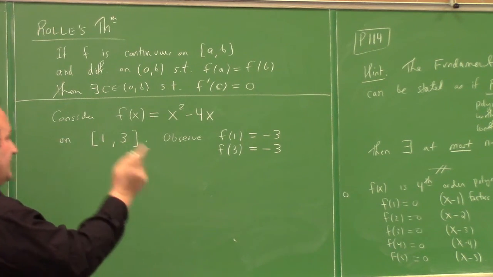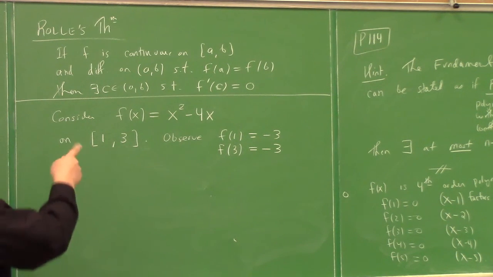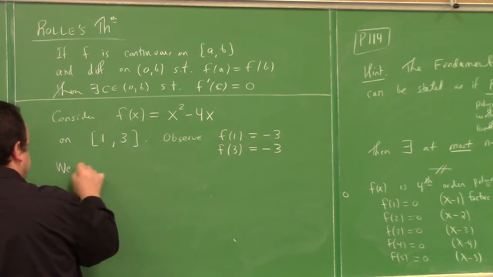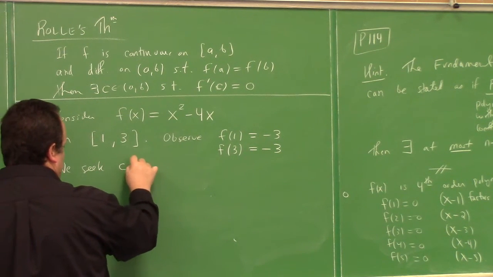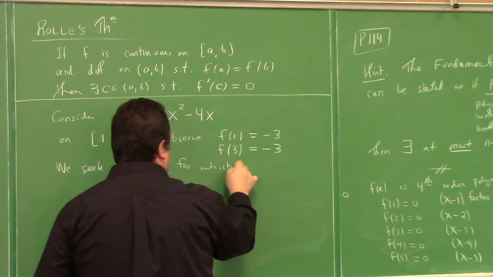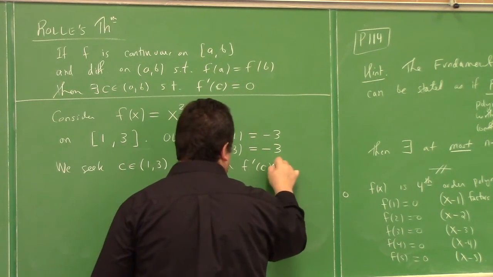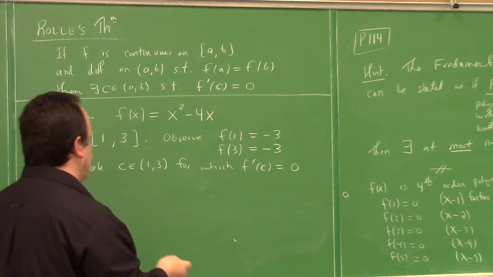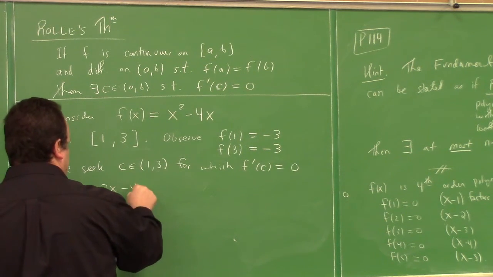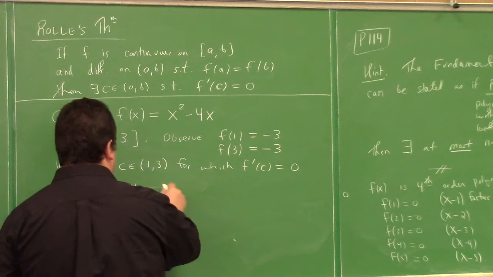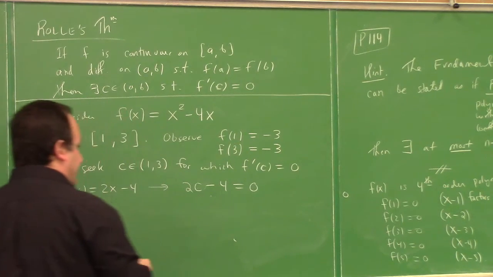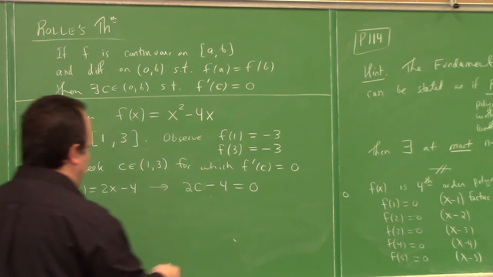So notice f is continuous. Its derivative exists on 1 to 3, so Rolle's theorem should apply. So we seek c in the open interval from 1 to 3, for which f prime of c is equal to 0. So let's see here, what's f prime of x equal to? 2x minus 4, right? So we need to solve the equation 2c minus 4 equals 0. So c equals 2, right.